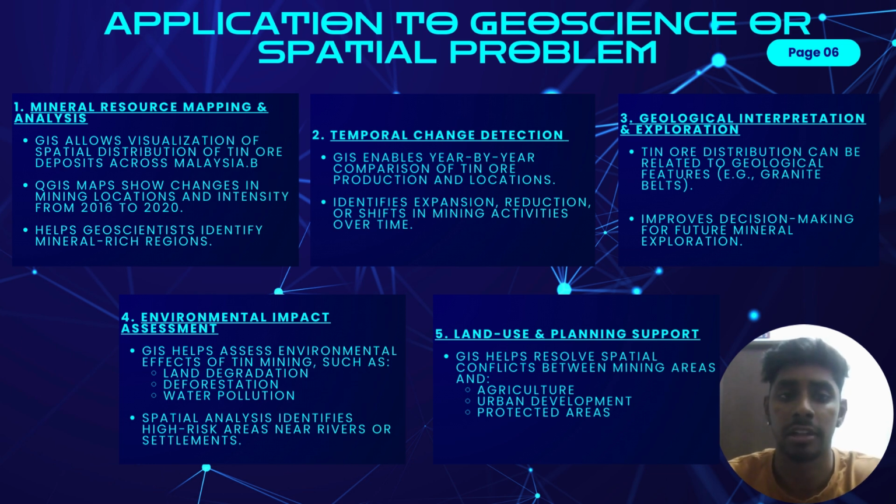Next, we have temporal analysis, where GIS allows us to compare data across different years. By looking at the maps around 2016 to 2020, we can observe changes in tin ore distribution, such as an increase or decrease in the mining activity.